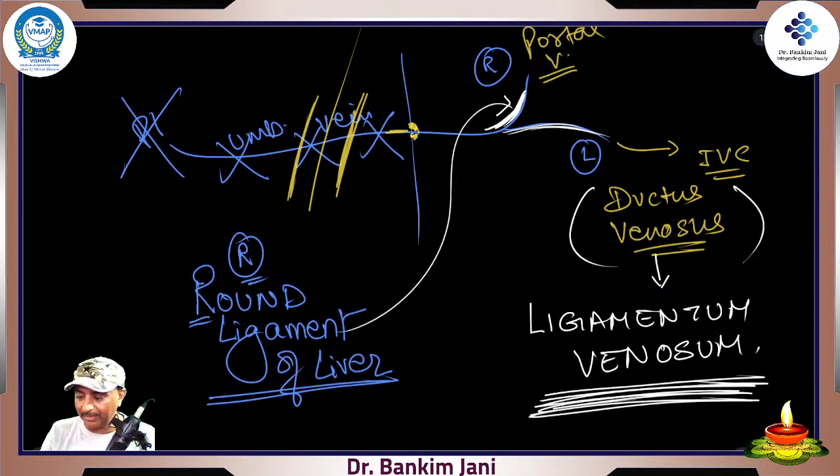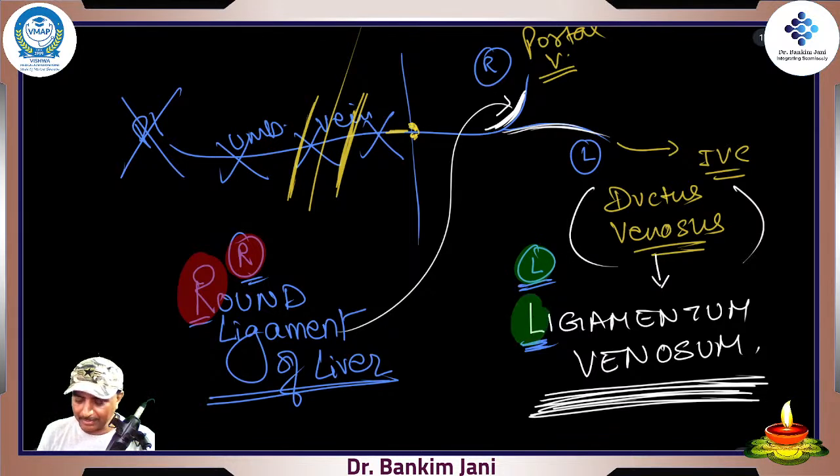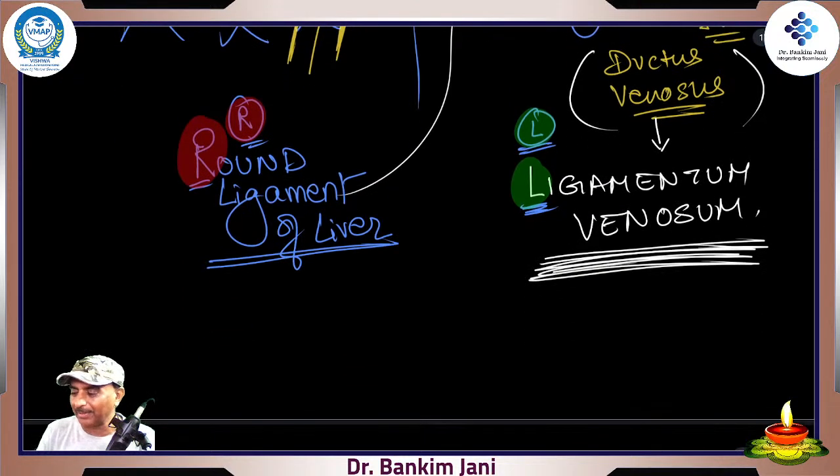The left umbilical vein becomes ligamentum venosum. How nice to remember: R for round ligament of liver and L for ligamentum venosum. You never forget, right? The right-sided becomes round, R R, and the left-sided becomes ligament, L L. And that's how the entire circulation then lives happily forever, like that story, and they lived happily thereafter.